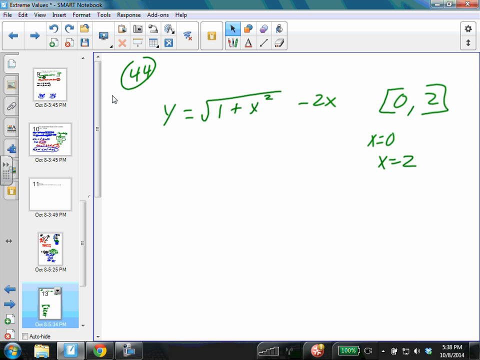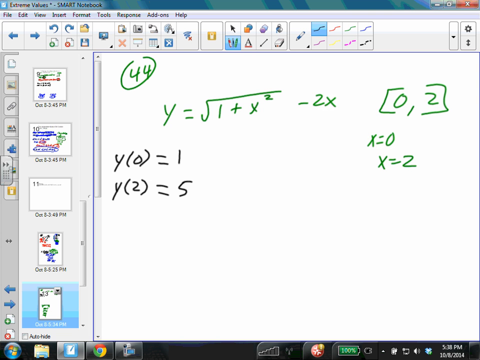So now all we have to do is take these two numbers and plug them in. So y of 0, well, that would be 1, right? This would be the square root of 1 minus 0, so it would just be 1. And then y of 2, if we plugged in a 2, 1 plus 2 squared would be equal to 5, minus 2. So this would be the square root of 5 minus, and then negative 2 times 2 would be 4.